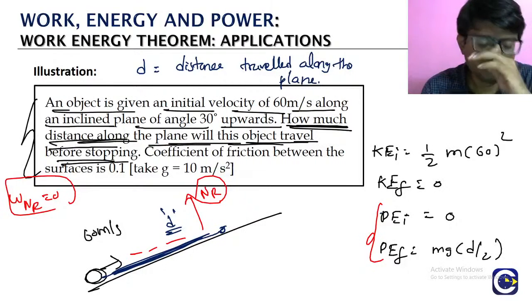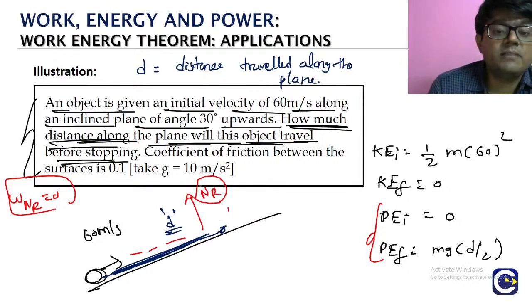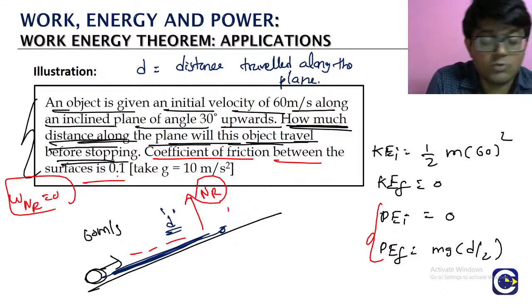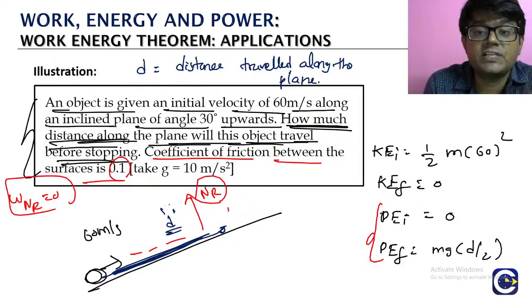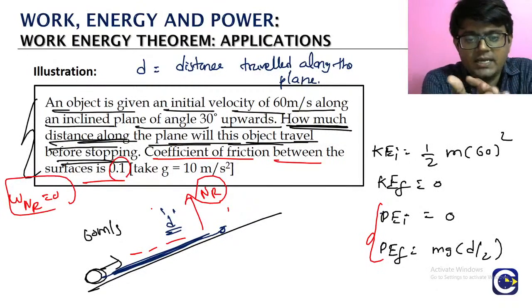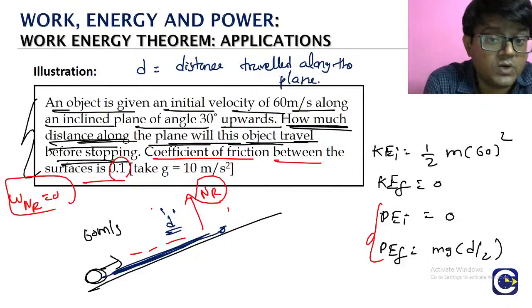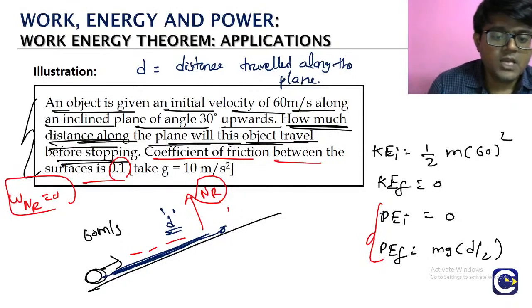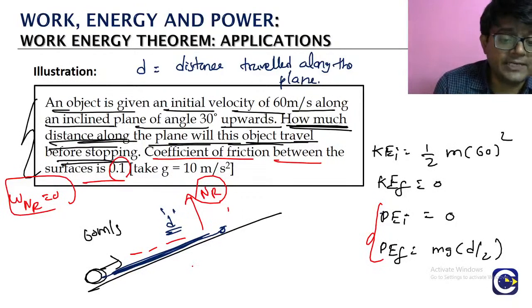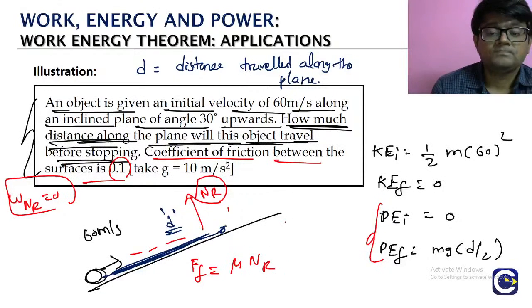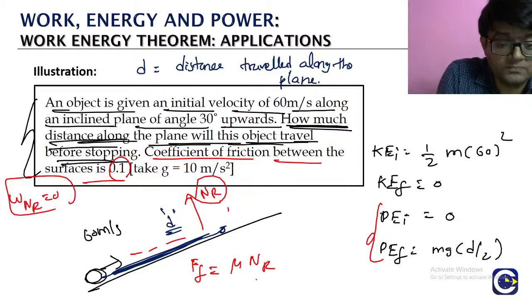Okay? Other than the normal reaction, there will be friction. They are giving us the coefficient of friction between the surfaces as 0.1. Since there is motion, we will consider the friction as kinetic friction, because there is relative motion. The value of kinetic friction is mu into normal reaction. So now what do we need? We need the normal reaction. Okay, mu is known, mu is 0.1.